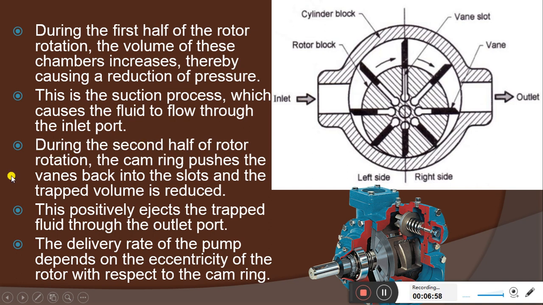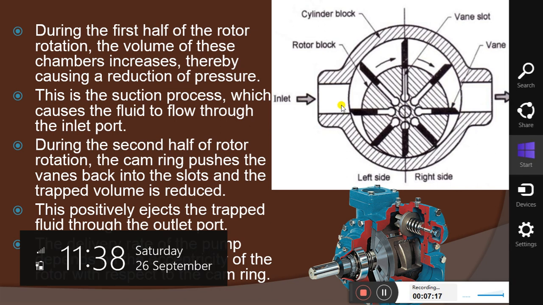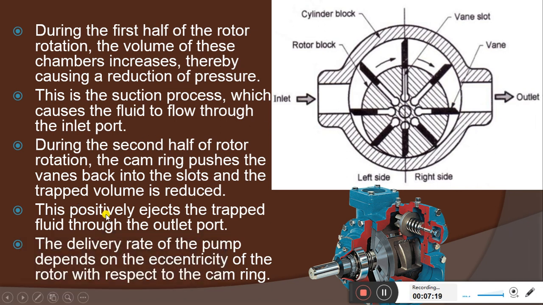During the second half of the rotor rotation, the cam ring pushes the vanes back into the slot and the trapped volume is reduced. So if this is the right side, this is the second half. The cam ring pushes these vanes inside, because of that the volume gets reduced, and the liquid experiences higher pressure and is pushed out. This positively ejects the trapped fluid through the outlet port.